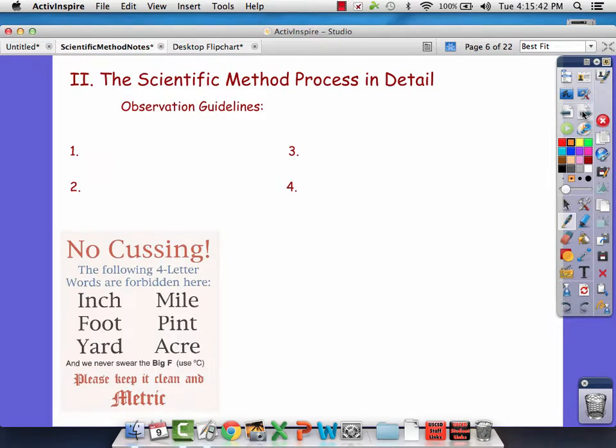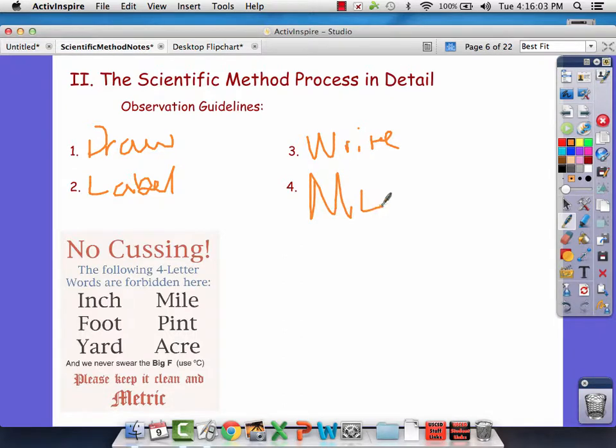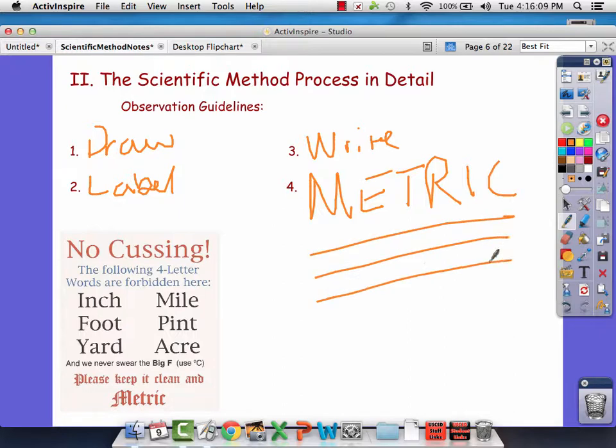Moving on from there, again, these are observations. We did a ton of these, shouldn't have any problems, but here are the 4 basic guidelines that you need to follow whenever you make an observation. It is always beneficial to draw. It is always beneficial to label. It is always beneficial to write down your observations. And finally, you always use the metric system. There's never an exception to that. You are always using the metric system, which is what brings me to this part.